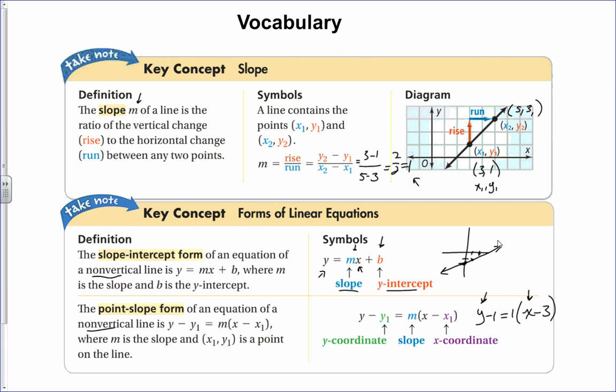All right, so make sure you've got these words written down, because you're going to need to know what these are, because I will ask you to use point-slope form and do this, and you're going to need to know what it is. So make sure you remember these.